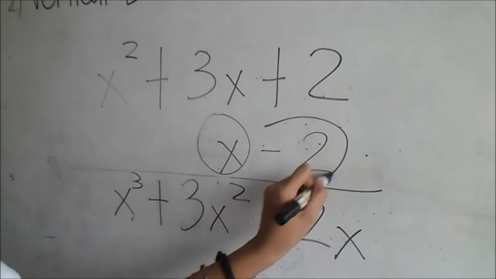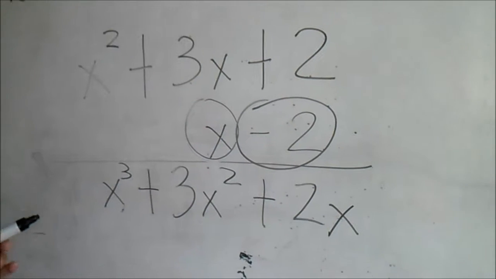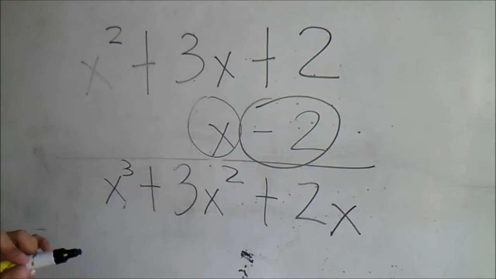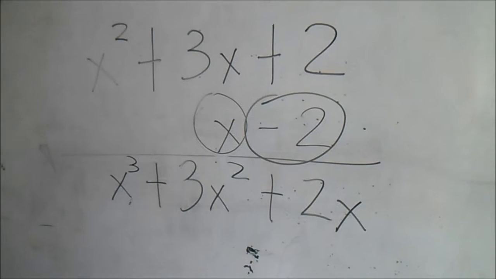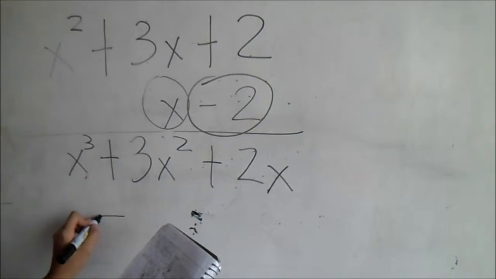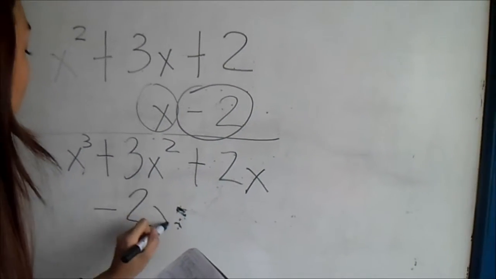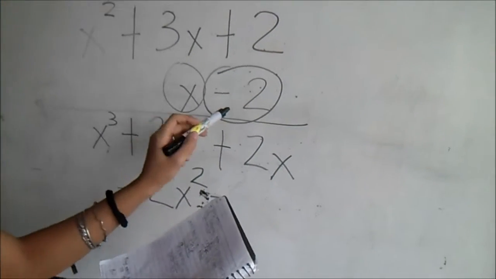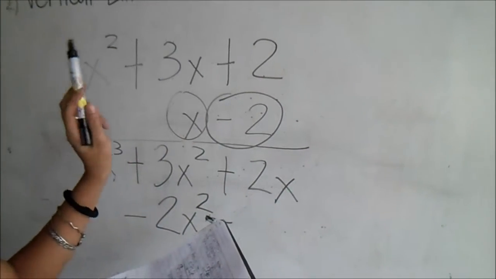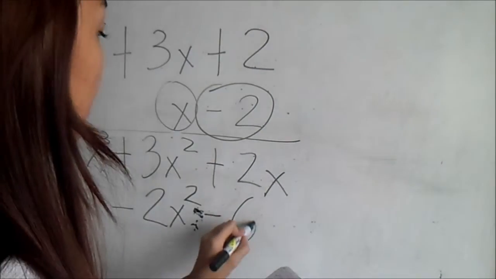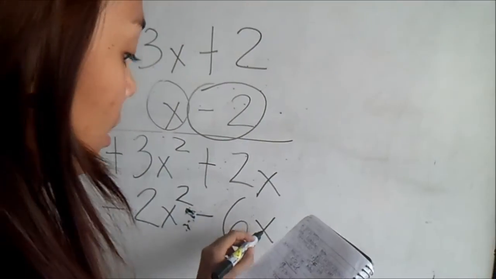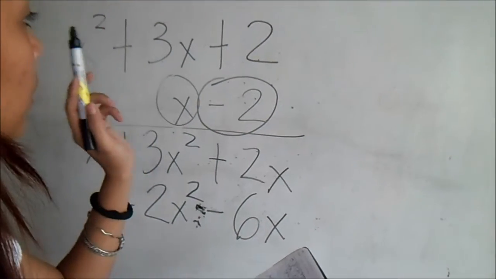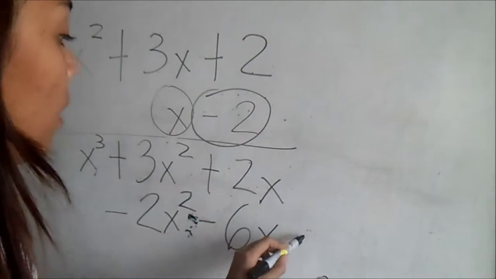Then let us solve the second term, which is the negative 2. Negative 2 times x squared equals negative 2x squared, minus negative 2 times 3x equals 6x. Then negative 2 times 2 equals negative 4.